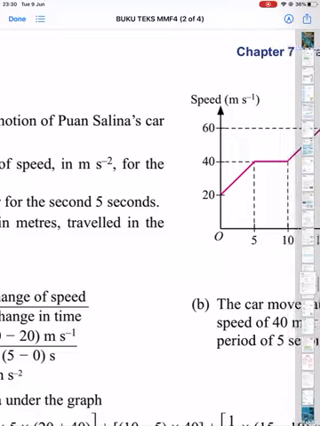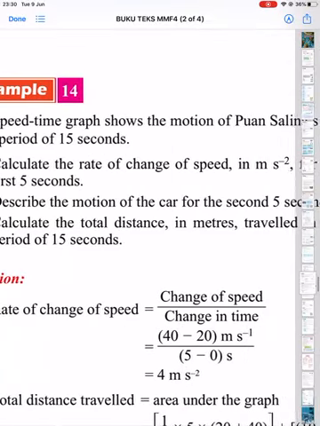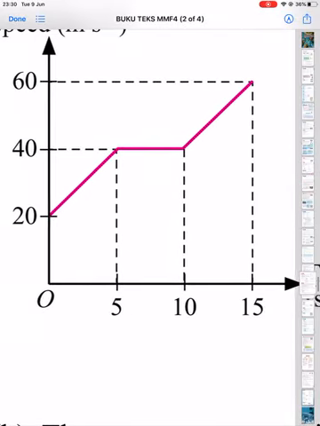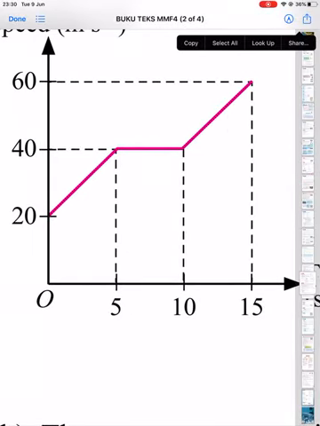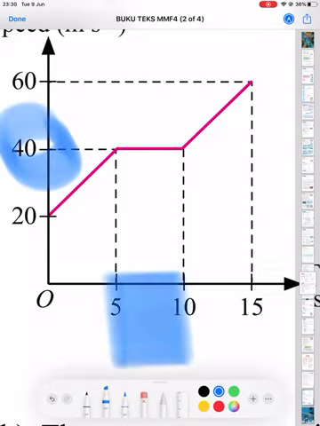Okay, so the motion is the car moves at a uniform speed. Here uniform speed, of 40 meters per second, for the period of 5 seconds here.